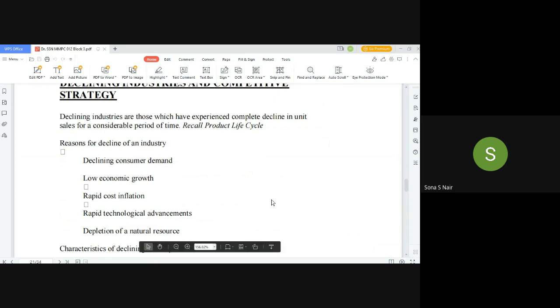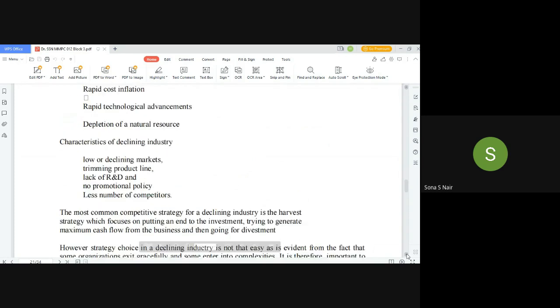And why does an industry decline? Because of declining consumer demand. And why does the consumer demand become less? Because possibly of the availability of an alternate product, or low economic growth. Because of that also, an industry can decline. Rapid cost inflation: the costs have increased and the industry is not able to handle the cost element. Rapid technological advancements lead to the development of other products, and the consumers shift there. And depletion of a natural resource. In that case also, the industry can die.